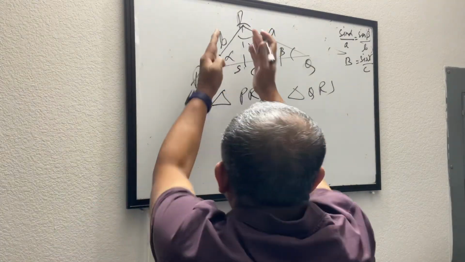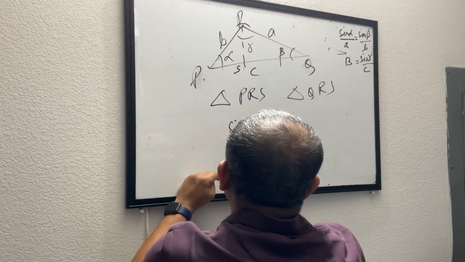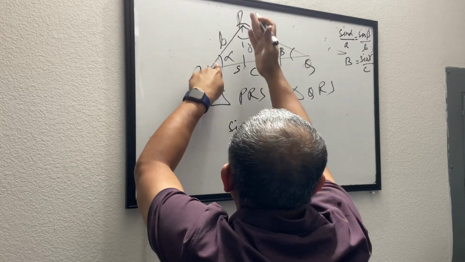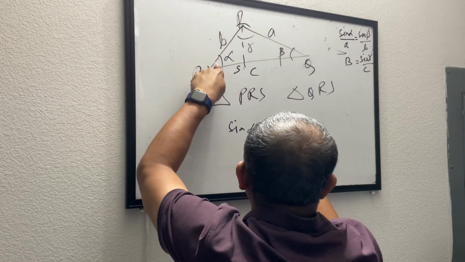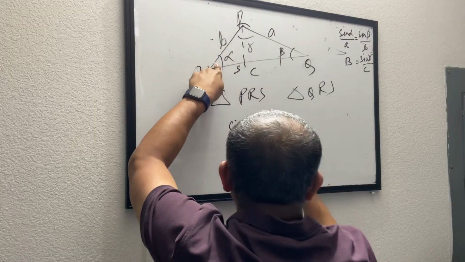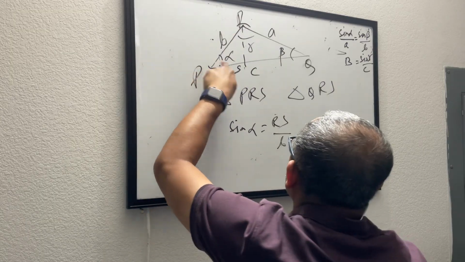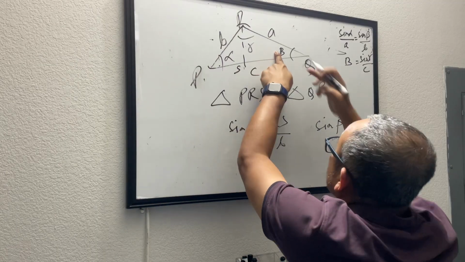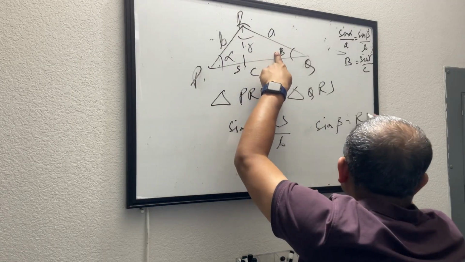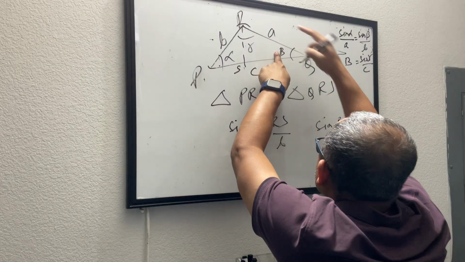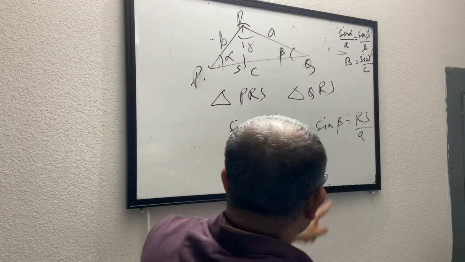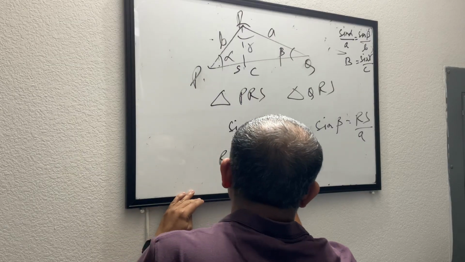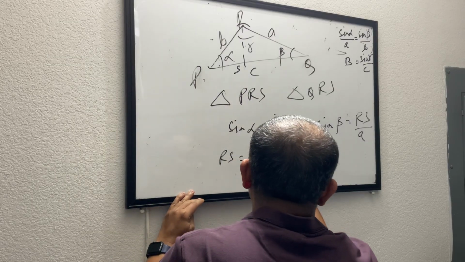Now in this triangle, let's say, what is sine of alpha? Sine of alpha is side opposite to this one divided by B. So sine of alpha is RS divided by hypotenuse. From this triangle, what is sine of beta? Sine of beta we got as side opposite to this, which is RS divided by hypotenuse, which is A. So from this one we got RS equals sine of alpha times B.